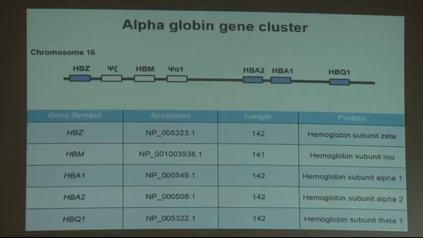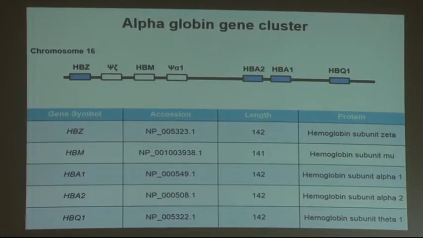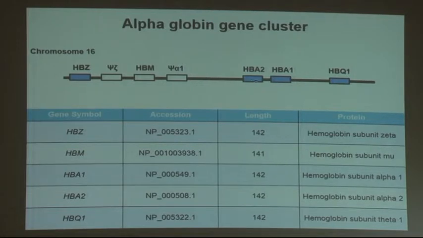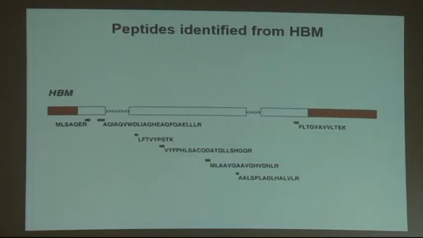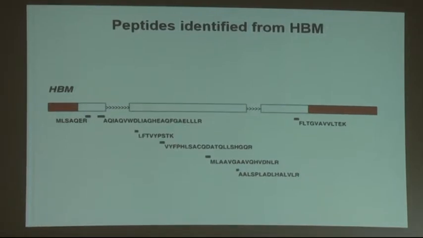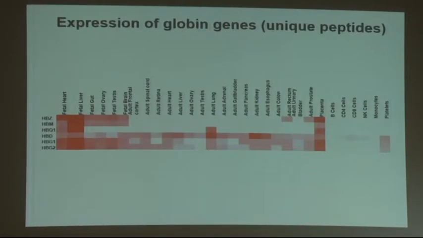Now, if you look at the hemoglobin locus, these are the subunits that are known, and you have these pseudogenes in the middle. One carries a tag called HBM, but none of the community until now could identify the protein product coming out of this particular gene. What was remarkable was we identified many peptides, short fragments of this protein, and when we looked at its expression pattern, it was pretty restricted to just fetal tissues. If you see here, HBM is expressed only in fetal tissues and placenta.